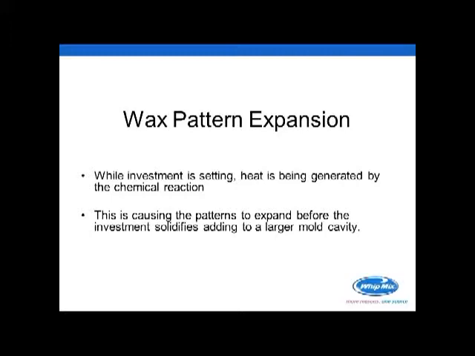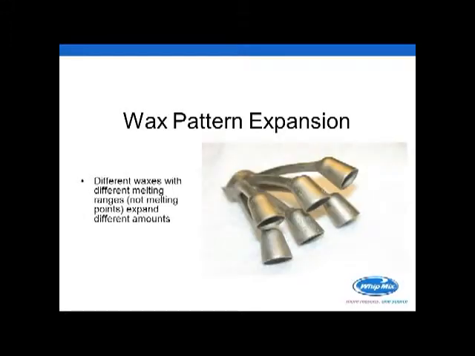Now, this causes patterns to change their size, and that includes bridge work, which often can be the problem with the bridge, where the copings fit, but the entire bridge doesn't fit. Many times this is because of the expansion that takes place in the mass of wax that's in your bridge. And we can adjust for that in the investment by doing a tricky kind of a thing that we'll talk about here in a little bit. Now, if you have a hard time wrapping your head around that, there's a good, easy way to test for that, because different waxes have different melting ranges, not melting points, but ranges, and expand different amounts.